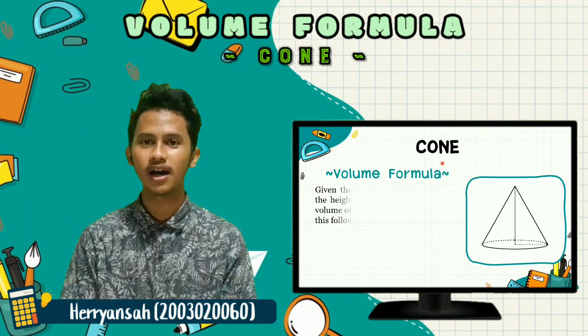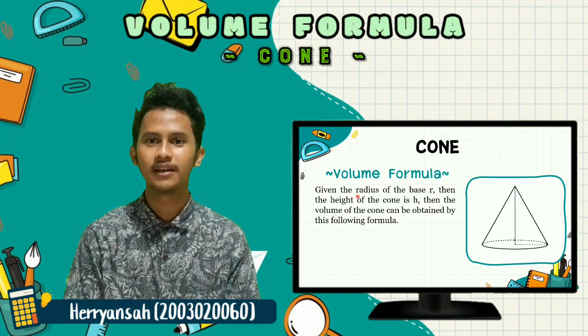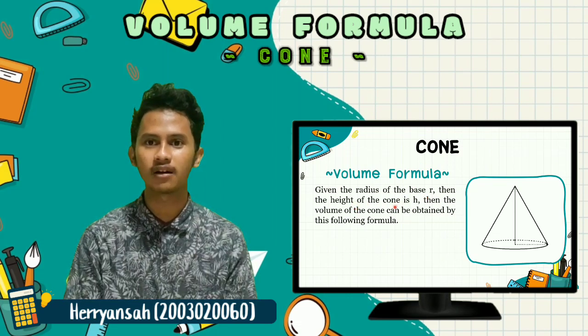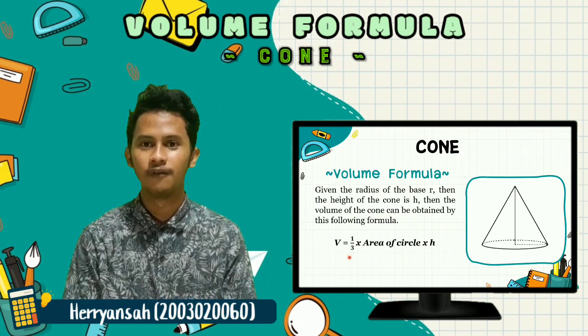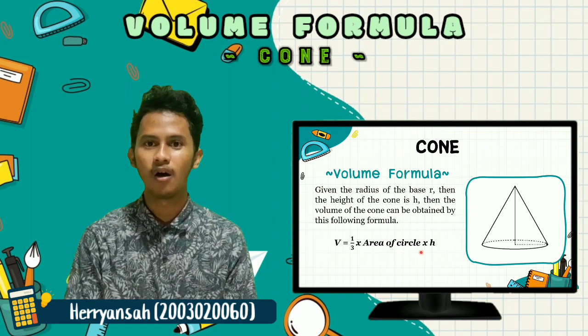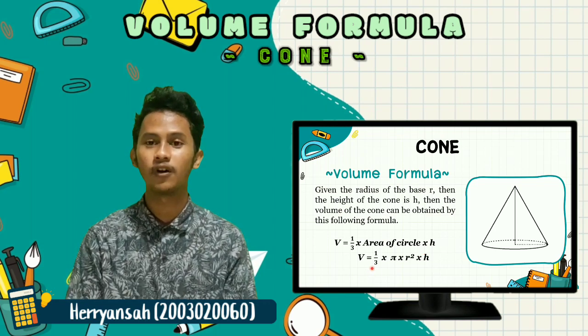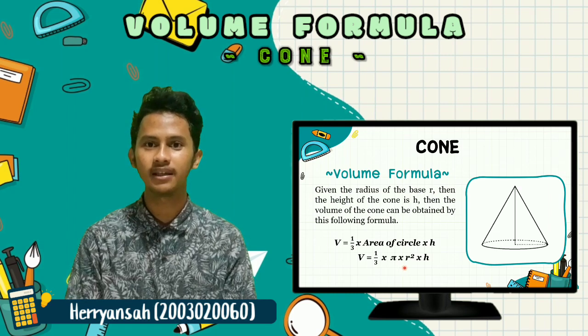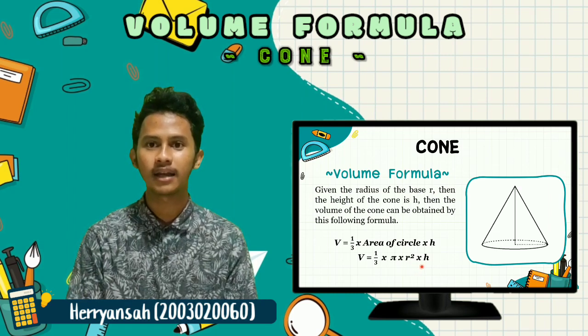Next, volume formula of cone. Given the radius of the base R, and the height of the cone H, the volume of the cone can be obtained by the following formula. Volume equals 1/3 times area of circle times H, or volume equals 1/3 times π times R squared times H.